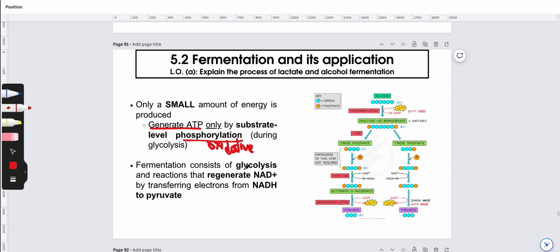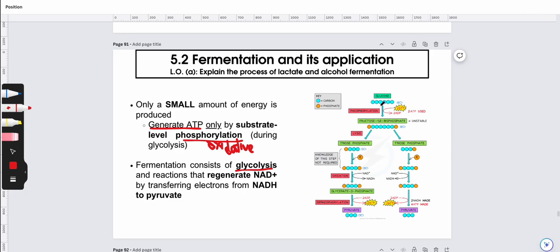Fermentation consists only of glycolysis. Because why? I keep telling you guys in class, glycolysis does not require oxygen. That is the best part of glycolysis. Even without oxygen, glycolysis could occur. If you take a look here, this is glycolysis. I hope everyone is familiar with it.